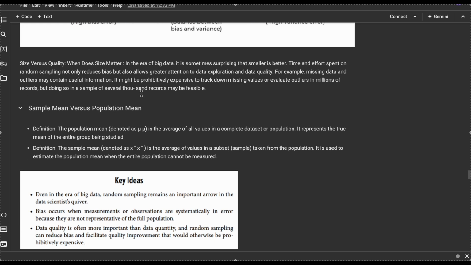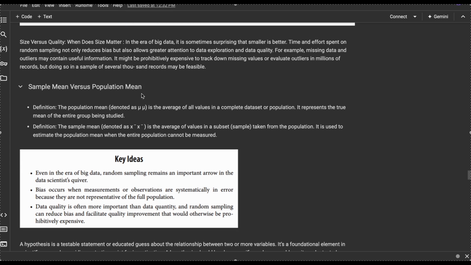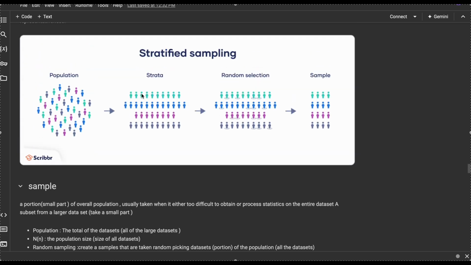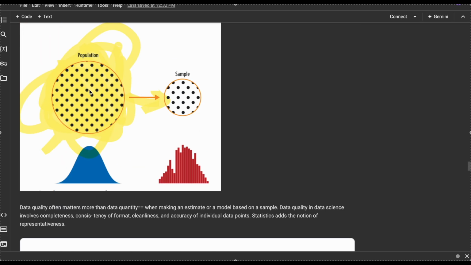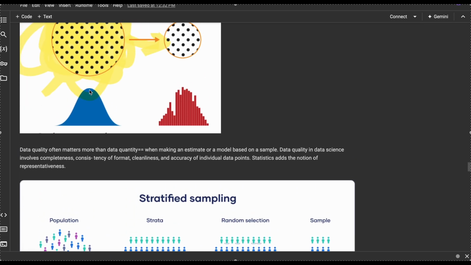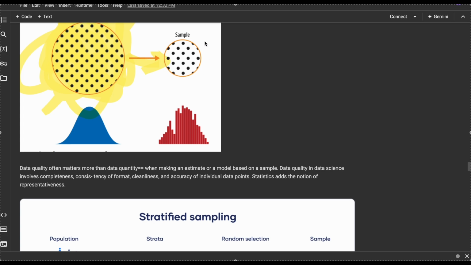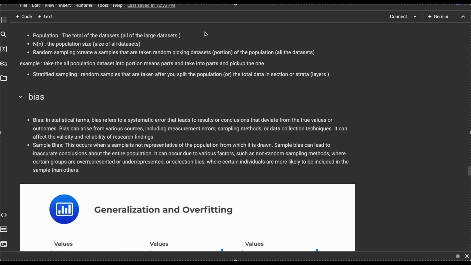Sample means versus population means. The population mean is denoted by mu. It's the average of all data in the population, the mean of the entire population. Like this is the population, we take the entire population's mean. And the sample mean is denoted by x bar. We take the x bar; this is the sample mean.